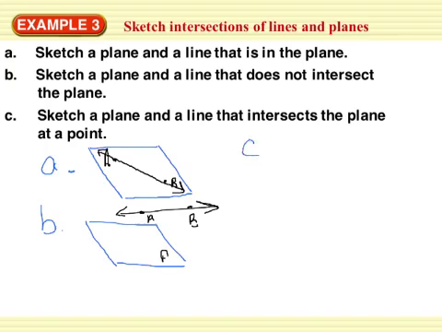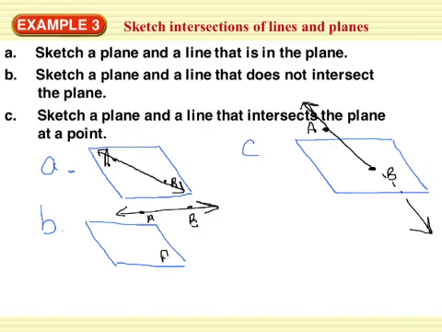Okay, C. Sketch a plane and a line that intersects the plane at a point. We're going to intersect it there at point B. A is not going to be on the plane, and there's my line. Dash it to go through like it's underneath it. Okay, there we go.